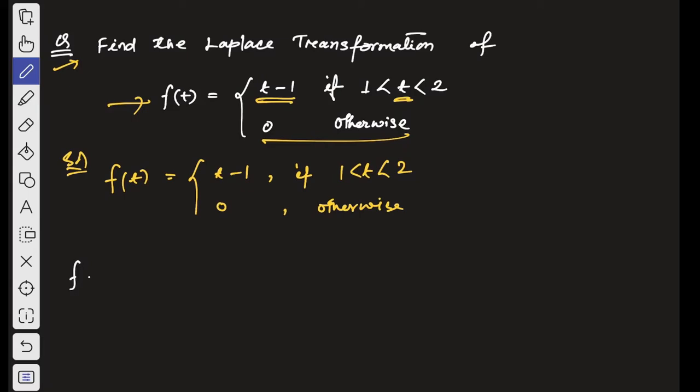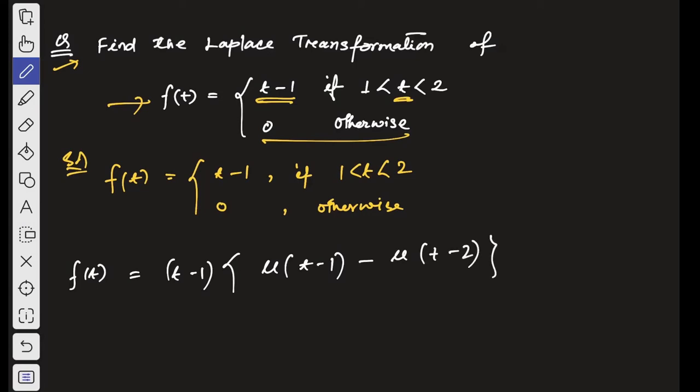Right? This function can be written this way also. Let me show you. f of t is equal to t minus 1 into u of t minus 1, that is the unit step function, minus u of t minus 2. Now let me explain how.